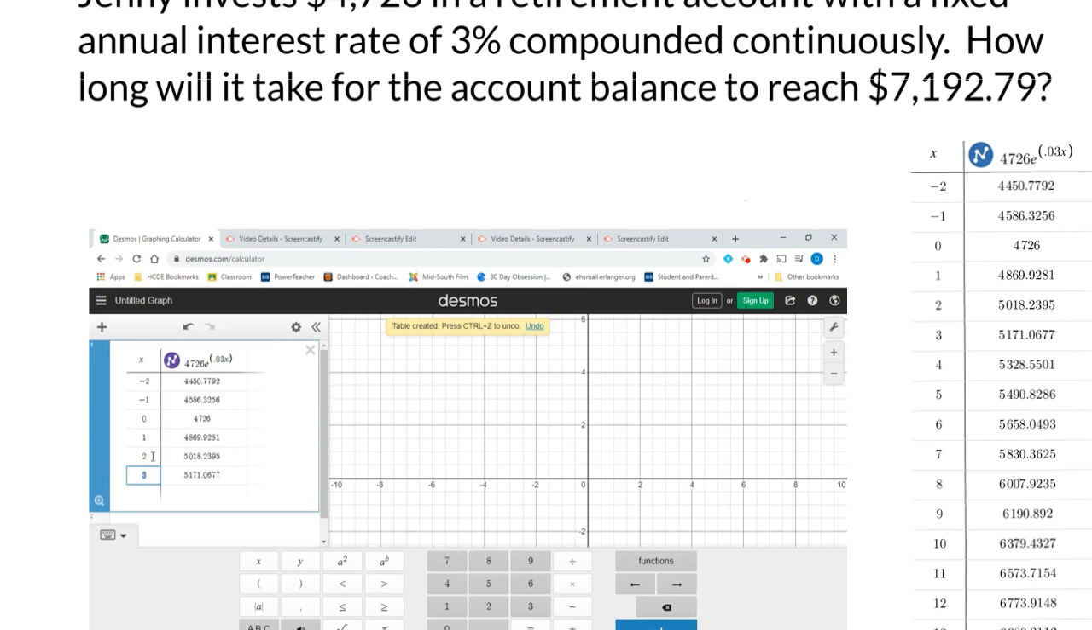It says Jenny invests into a retirement account, fixed annual interest rate of 3%, compounded continuously. So we know right there we're going to be using our PERT formula, our principal, Euler's number, and so forth. So we know our principal amount is 4726 times Euler's number to the rate. Well, the rate is 0.03, or 3%, and the time is unknown. So we're going to put an X. I'm going to use an X instead of a T because that's what I'm going to be using in the video here. And then this is going to equal 7192.79. Show you how we put this into our calculator.